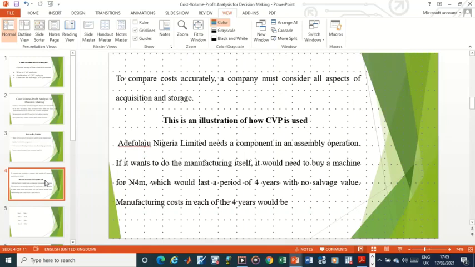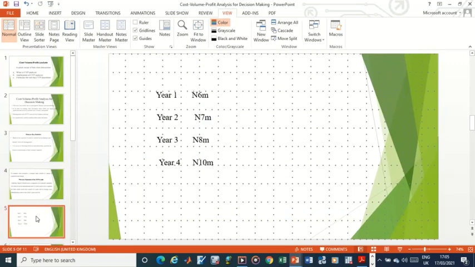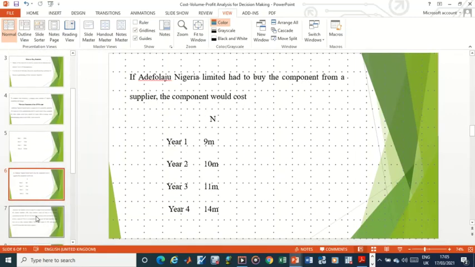The manufacturing cost in each of these 4 years would be: for the first year, 6 million naira. Second year, 7 million naira. Third year, 8 million naira. And the fourth year is 10 million naira.